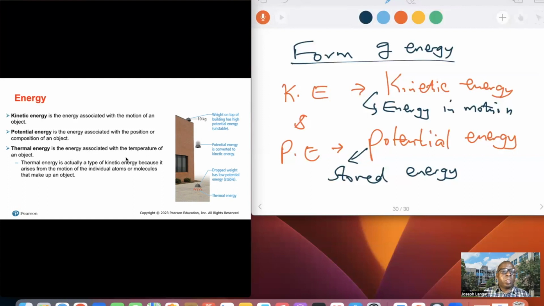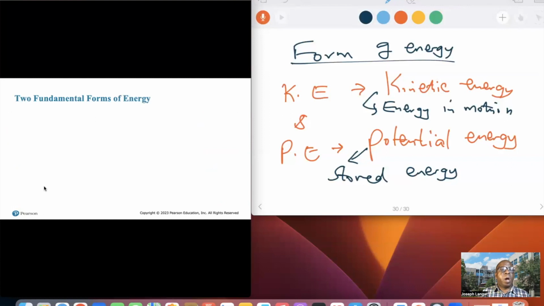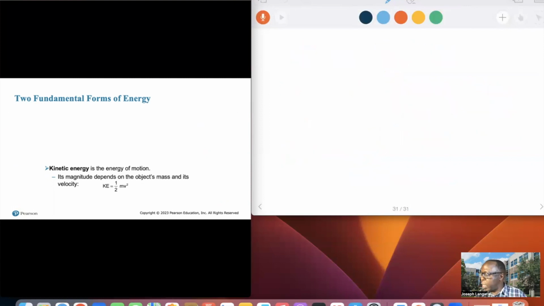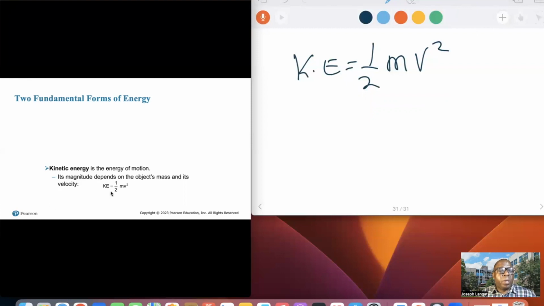Thermal energy is the energy associated with the temperature of an object. What is meant here is if you drop a weight from the top of a building, it has kinetic energy. Once it hits the floor, kinetic energy will be converted to thermal energy, which is the energy associated with the temperature of an object. These are the two fundamental types of energy you need to know. Kinetic energy can be calculated, and I expect you to do this. Kinetic energy is one half mv squared. This is the equation for calculating the energy.